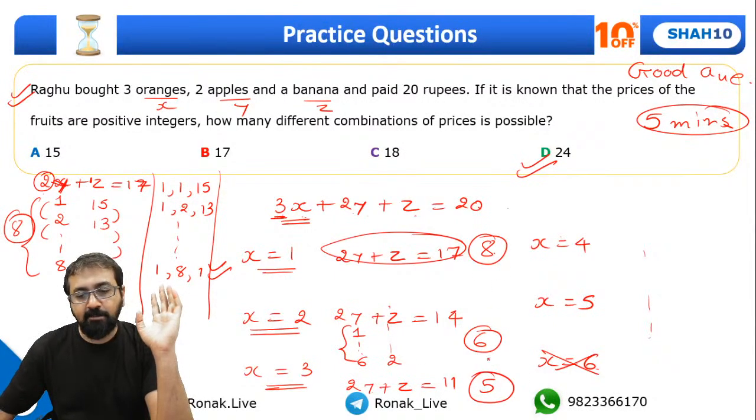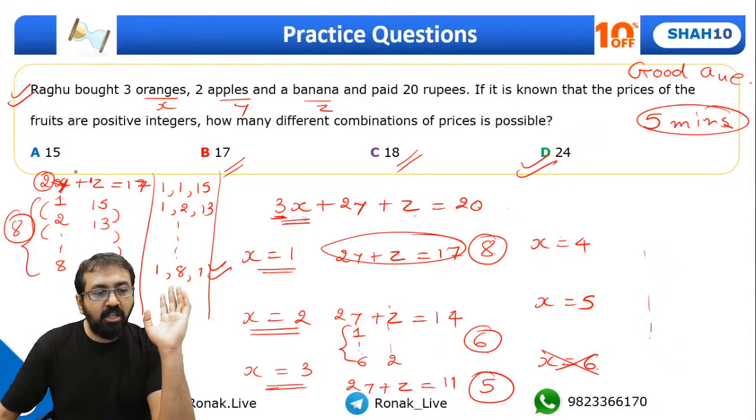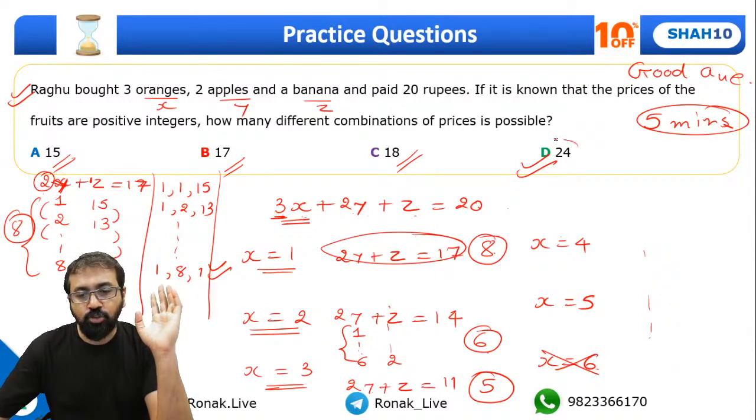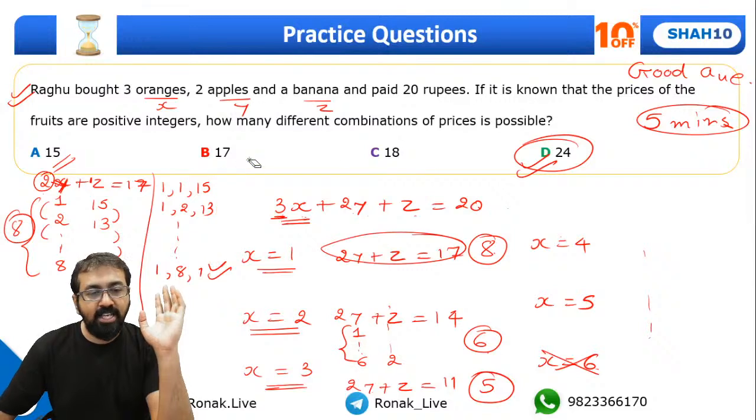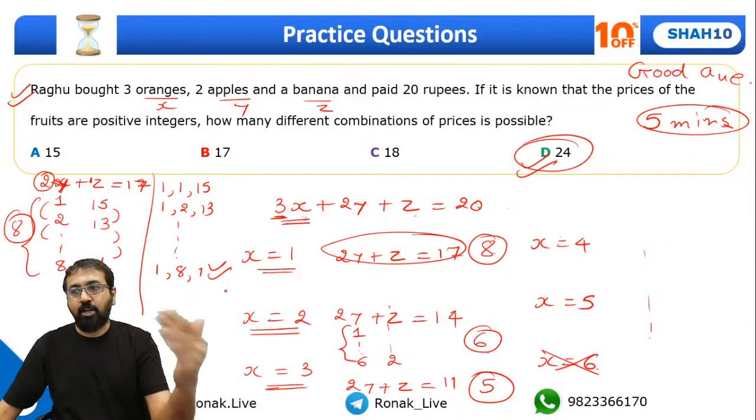Now count this. 8 plus 6, 14, plus 5, 19. Can I say none of these options is 19 or more? So it has to be this option. This is how you can cancel off these options. Are you getting this point? See, I just solved 3 steps and I got my answer.